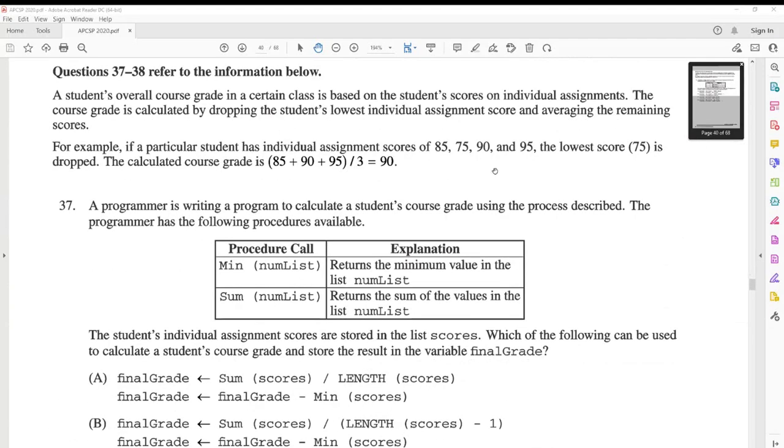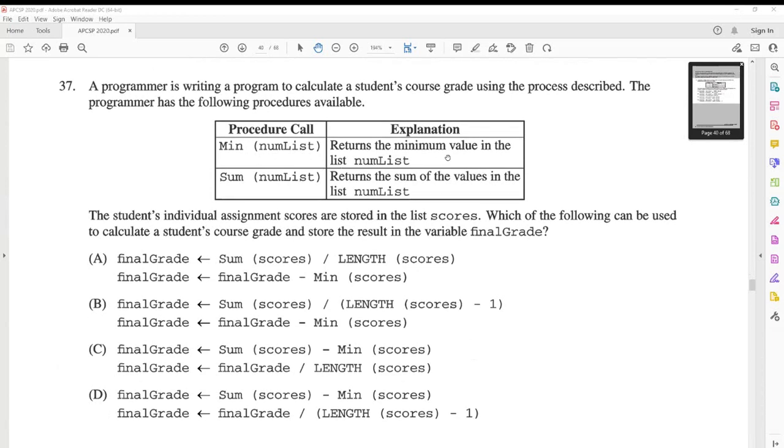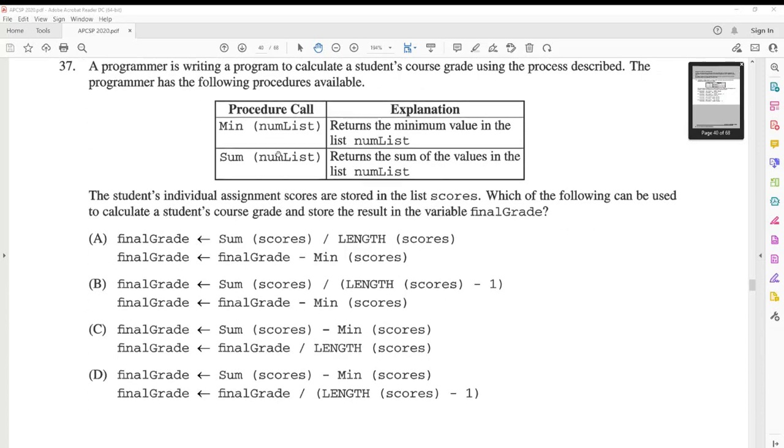37 and 38, we have such functions. There's a function called minimum of something that returns the minimum, and sum of something that returns the sum. So the student's overall course grade is less than the student's individual assignment scores. The course grade is calculated by dropping the lowest assignment and averaging the remaining ones. So basically, you take the sum minus the minimum one. So basically, your final grade is your sum.